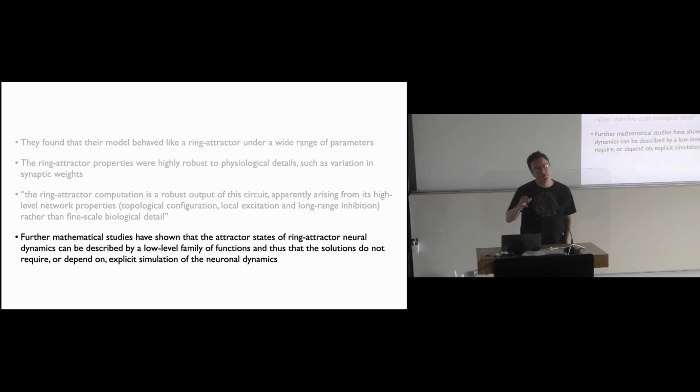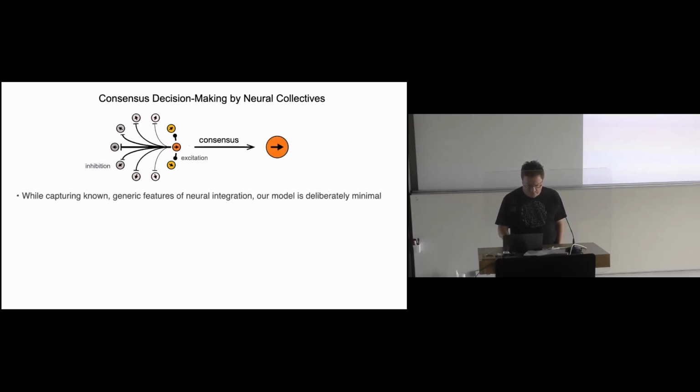And also, this ties in with another branch of mathematics where these ring attractor models have been studied from a mathematical perspective, and that again has also shown that the solutions do not require specific simulation of neuronal dynamics. There are families or classes of models. Okay, and this again is how physicists often think about these types of systems. And so while capturing known generic features, these topological features, local excitation and long-range inhibition, our model is deliberately minimal.